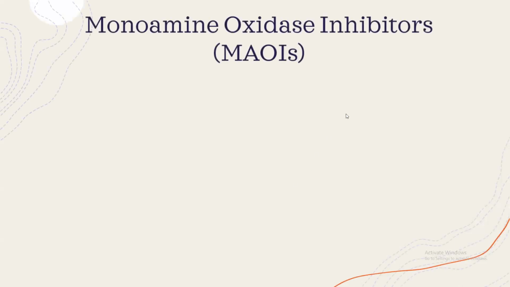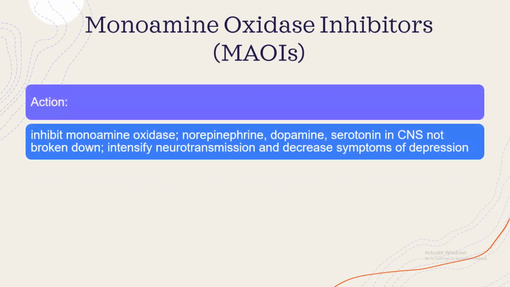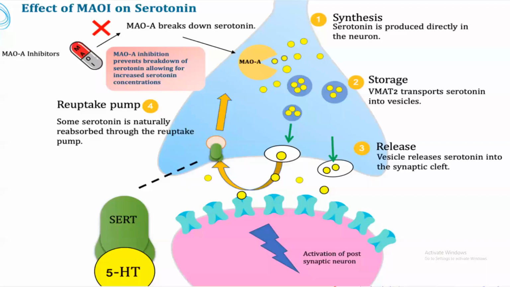Then the next class is monoamine oxidase inhibitors, MAO inhibitors. Their action is that they inhibit the monoamine oxidase, so norepinephrine, dopamine, and serotonin in the CNS are not broken down, which intensifies neurotransmission and decreases the symptoms of depression as well. Their primary use is when the other antidepressants are not effective; only then do we give MAO inhibitors to the patient. Now, how do the MAO inhibitors affect serotonin? MAO-A breaks down the serotonin, and then synthesis is occurring.